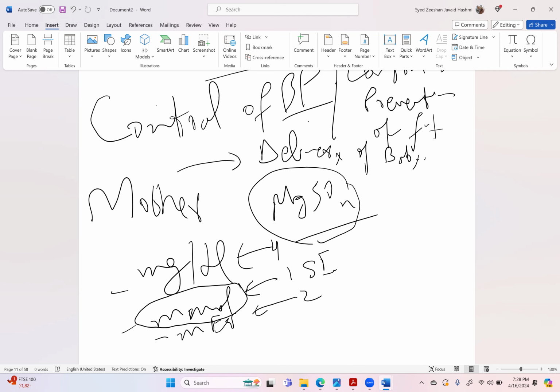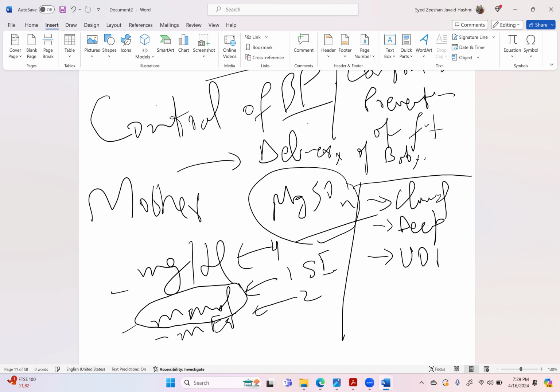And how to monitor the magnesium levels: clinically. This applies before surgery, not intraoperatively, because intraoperatively magnesium will lead to a delayed muscle relaxant effect. Practically, there are four things you should never forget. Number one is clinical judgment. Number two is deep tendon reflexes. Number three is urine output.